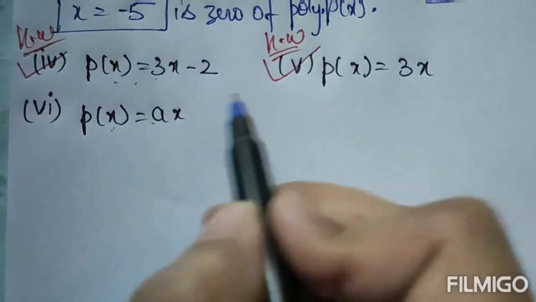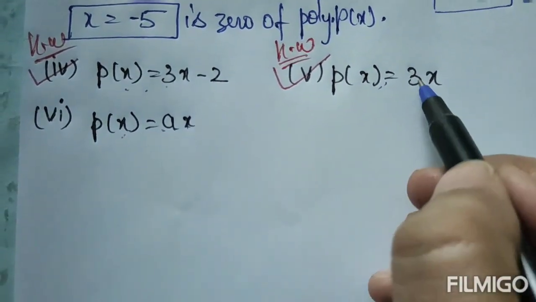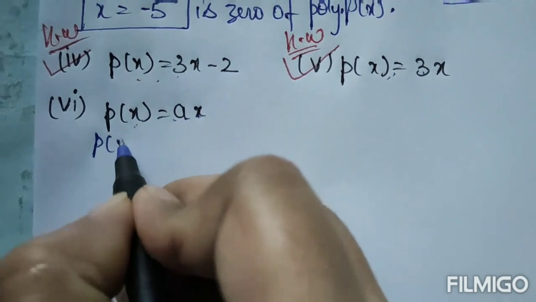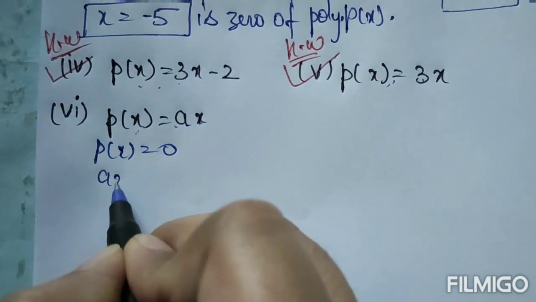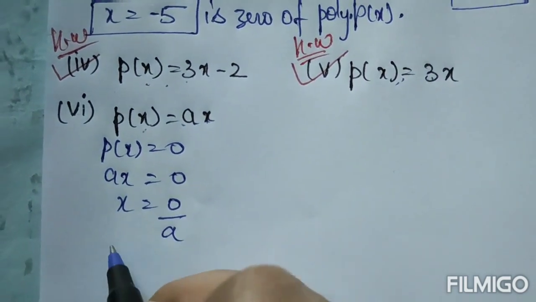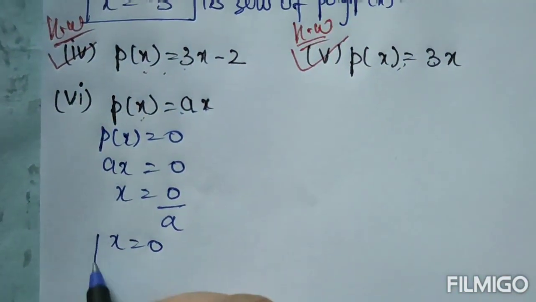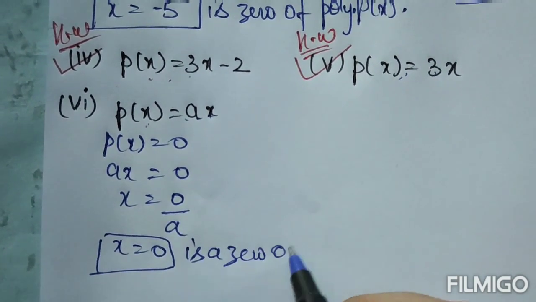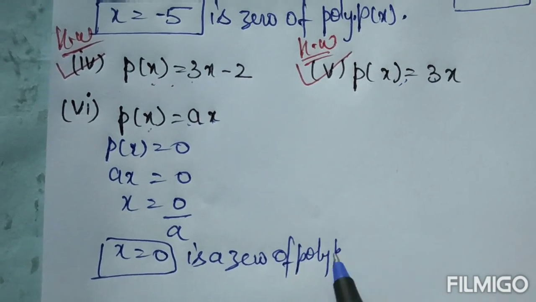Now the sixth part, it is same like this. Here the a is 3 only. This much difference. Put px equal to 0, that is ax will be 0, x will be 0 by a, that is x equal to 0. That is 0 is a 0 of polynomial px.